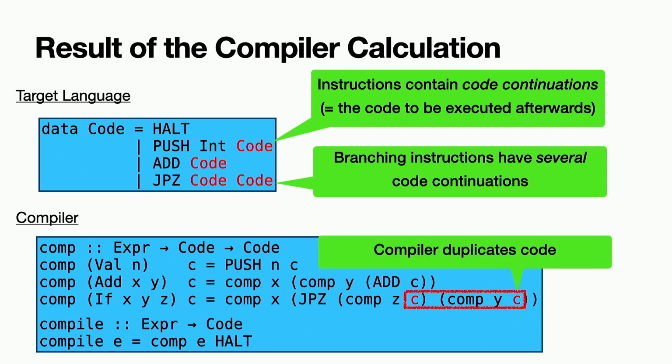And this also has ramifications for the compiler. As you can see here, when we compile an if expression over here, what we get out is this, where we duplicate the code continuation C, because we want to continue in both branches of the conditional, right? So this is what you get out of this calculation.